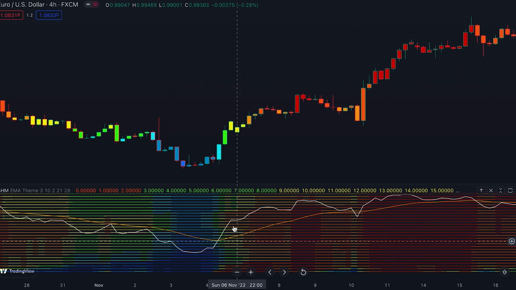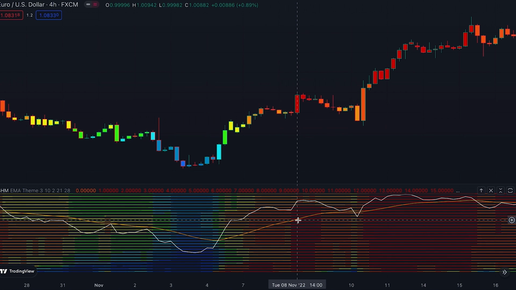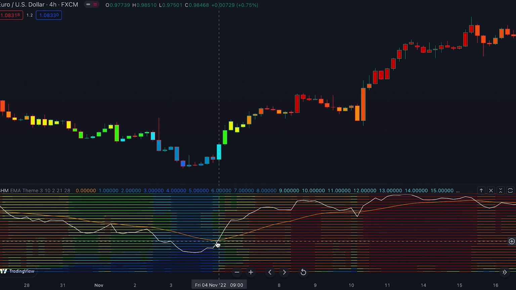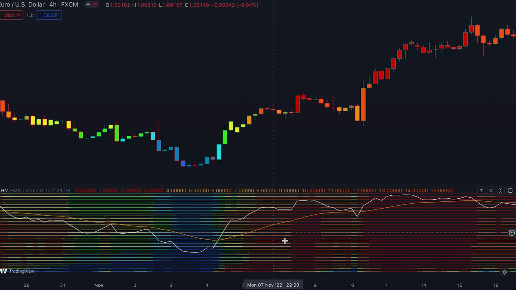The white line is actually the K% line and the orange line is the D% line, and similarly their crossings give us some insights about the market. Alright, now let me explain how we use this indicator for trading.